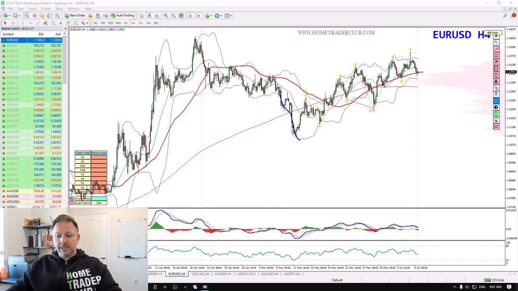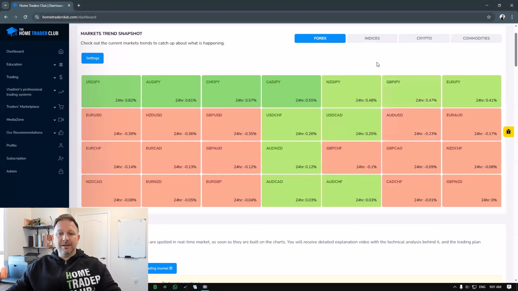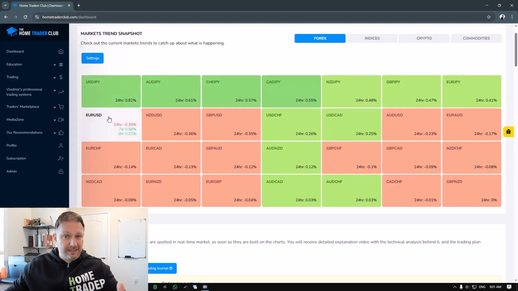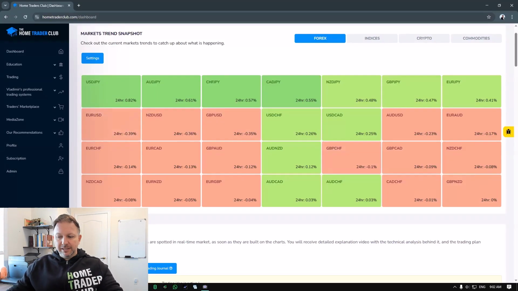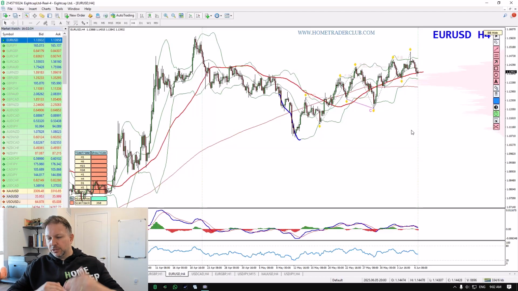So that's how I see the euro dollar. And in terms of the numbers, let's take a look at the markets trend snapshot. We can clearly see on the euro dollar that the numbers are kind of flat here. The 1 month is around 0%, the 7 days is 0.5% change, which is nothing. 24 hours is negative, so it's clearly in the waiting zone right now.